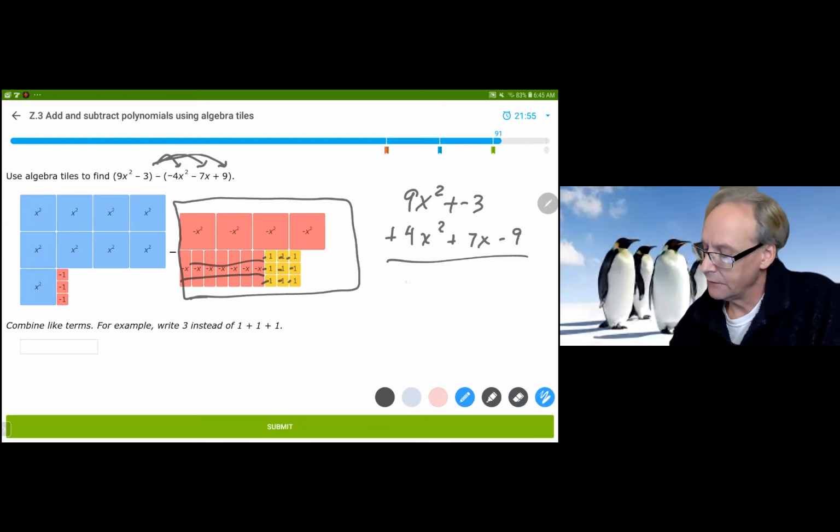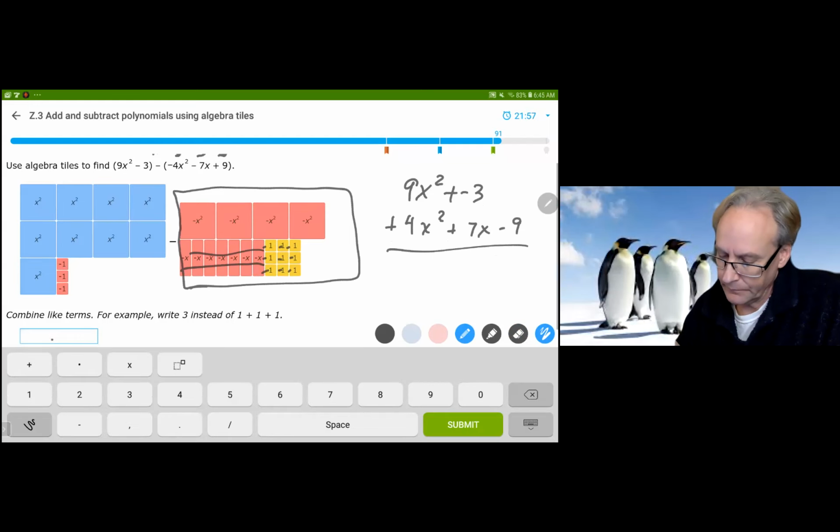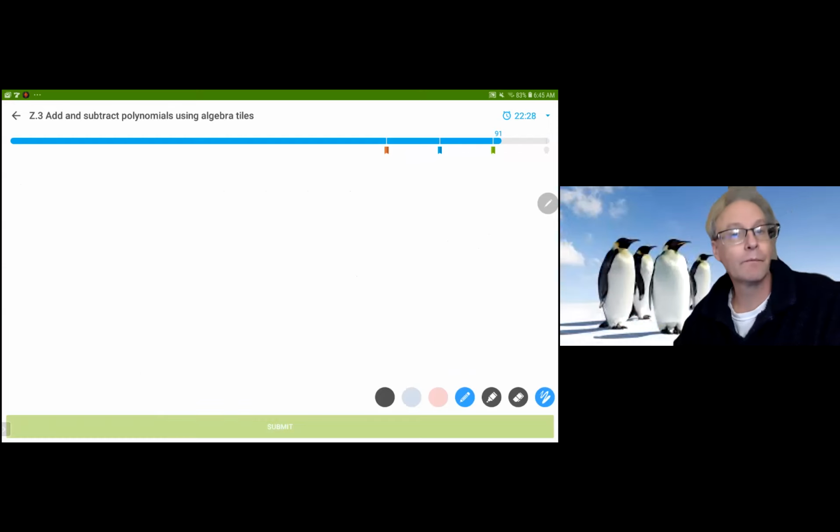Anyway, we have 13x squareds, don't we? 13x squareds. And we have 7x, positive 7x, because all those x's change their signs. And we have a bunch of negatives. Negative 3 and negative 9 makes negative 12 altogether. And that's it. I'm just going to double check my work up here. 13x squared, yep. Plus 7x, yep. Minus 12, yep.